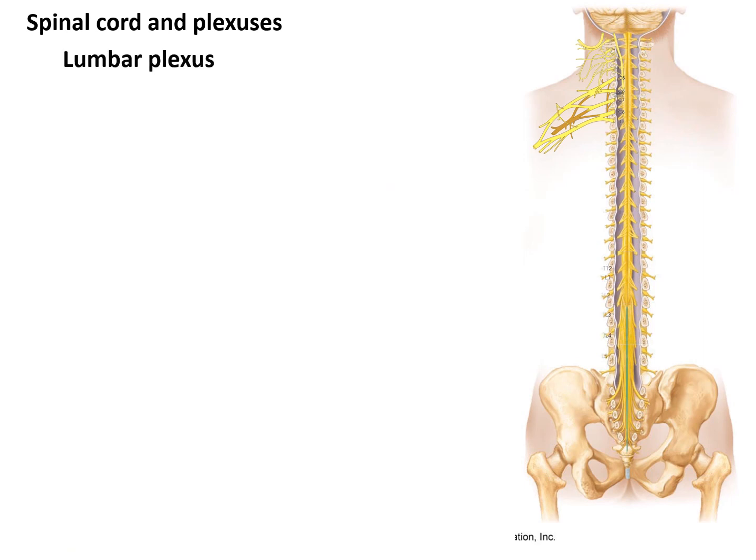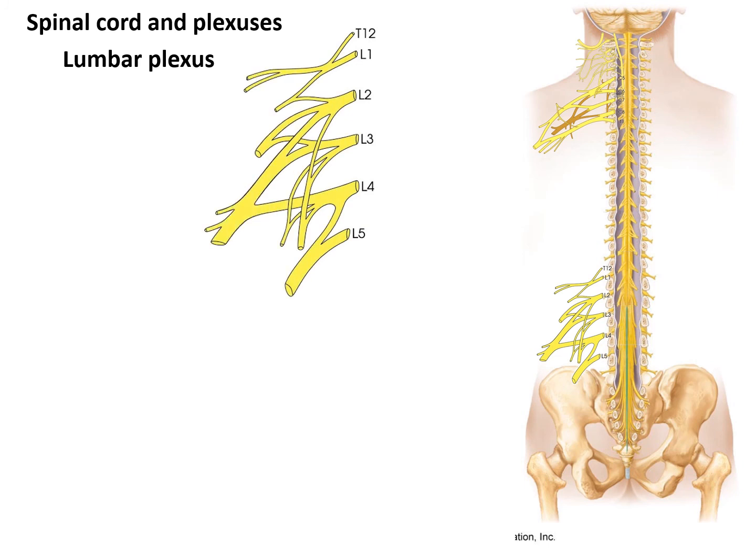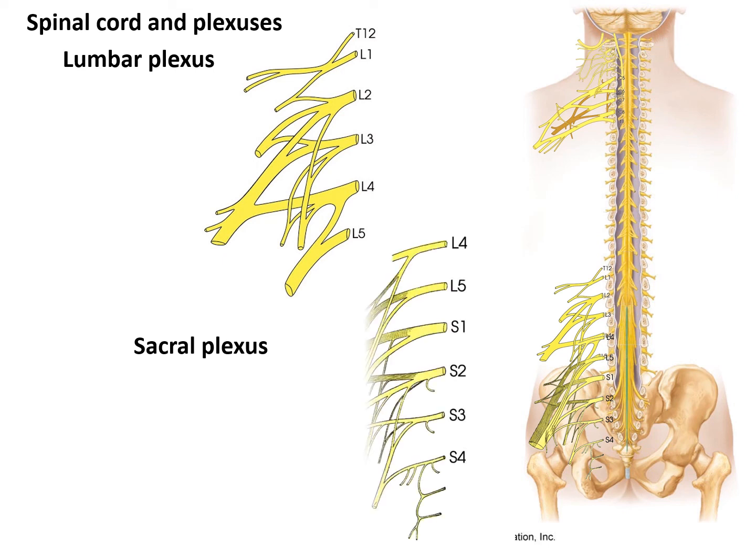Okay, third, we've got the lumbar plexus, and if we take a closer look at the lumbar plexus, we can see that it goes from spinal nerve T12 down to L5. Beneath that, we've got the sacral plexus, and the sacral plexus has contributions from L4, L5, and the first 4 sacral nerves. Again, you can see that it's possible for a spinal nerve to make a contribution to more than one plexus. So this is what you can see here.